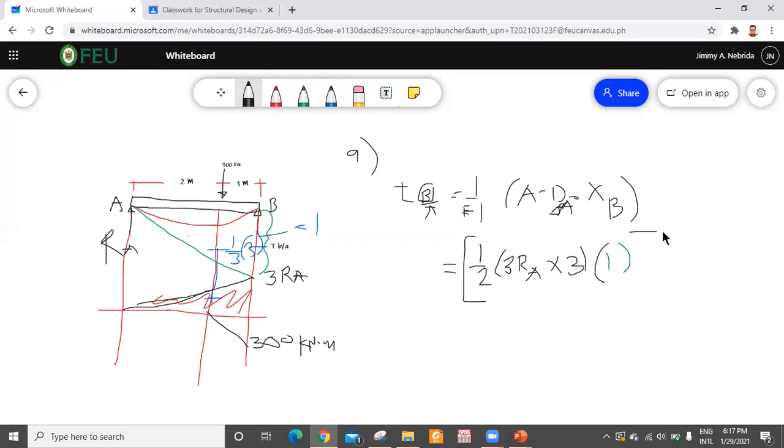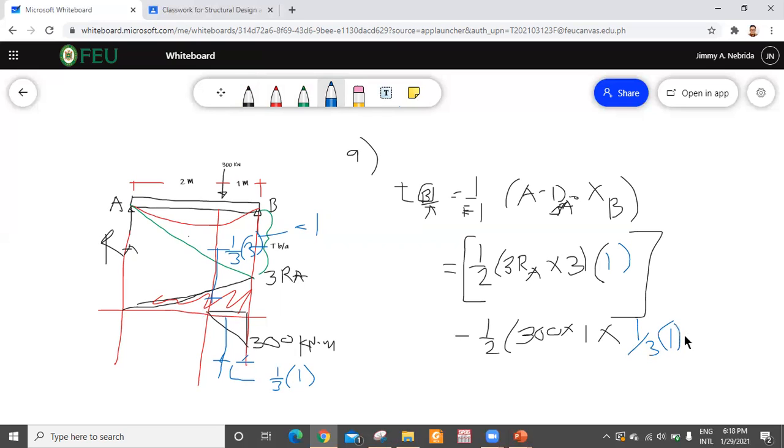Then you have next, minus, this one's negative. Still the area of the triangle, 1/2 times this side, which is 300, times this side, which is 1 meter, times the centroid coming from here. Let's say the centroid is over here, going here. This one should be 1/3 of this length, which is 1. So this one is 1/3 of 1.